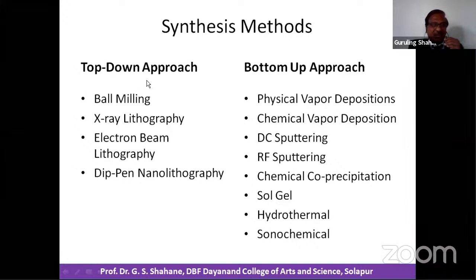So depending on this, there are different methods. For example, in the top-down approach, the different methods are ball milling and lithographic techniques, say X-ray lithography, electron beam lithography, dip-pen lithography, etc. On the other hand, in the bottom-up approach, there are different physical vapor deposition methods, chemical deposition methods, sputtering methods, chemical co-precipitation, sol-gel, hydrothermal, sonochemical, and many more. So the basic approach is different.